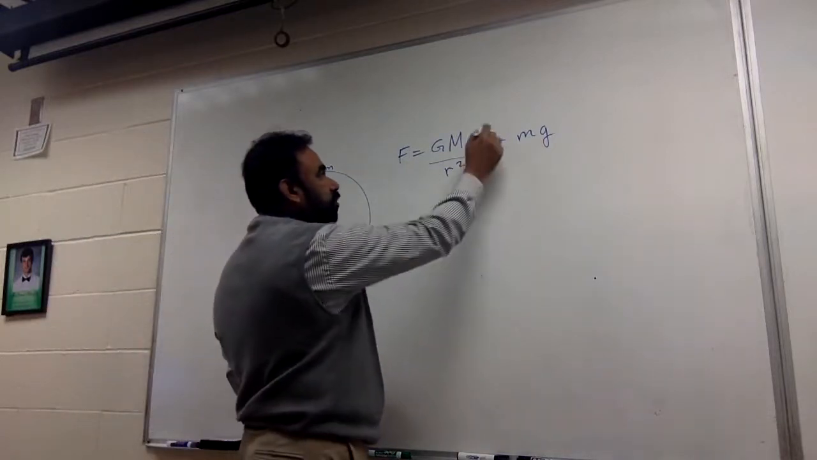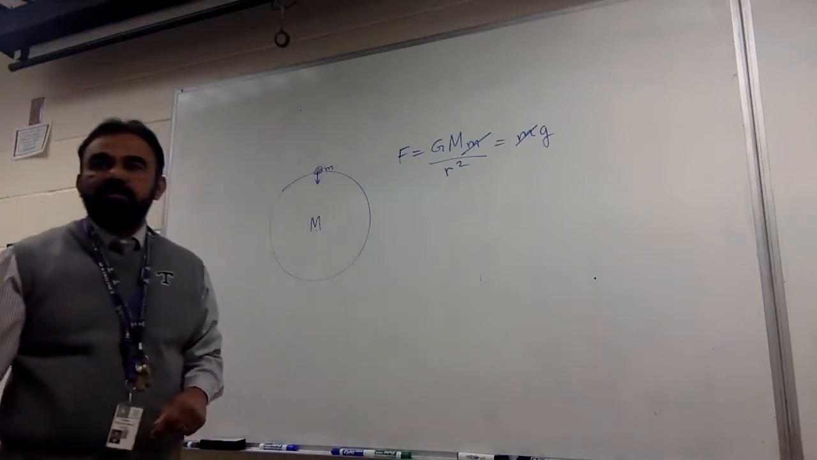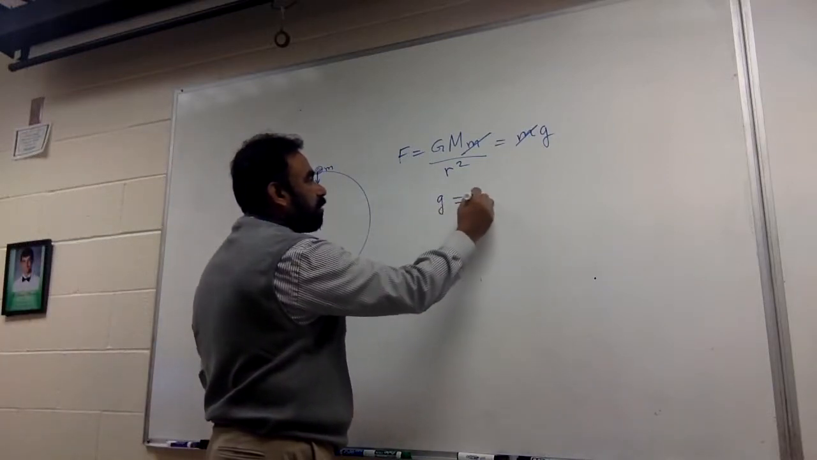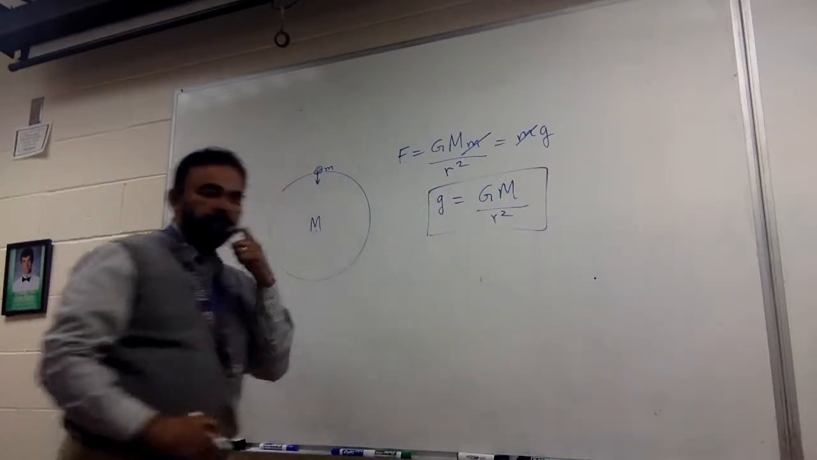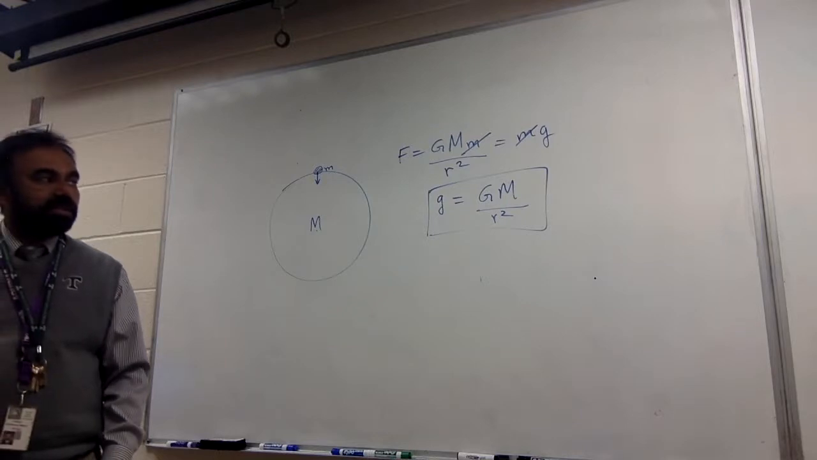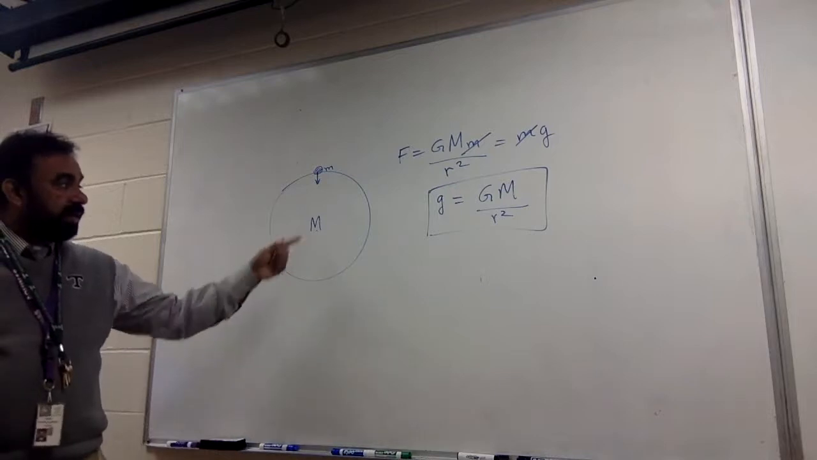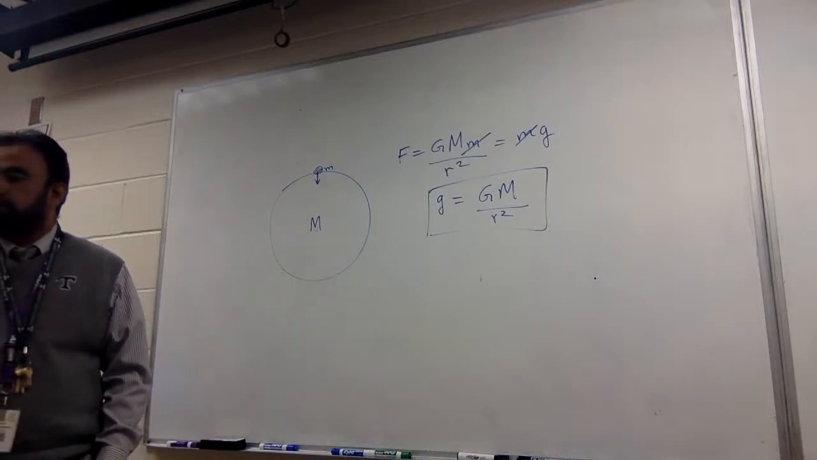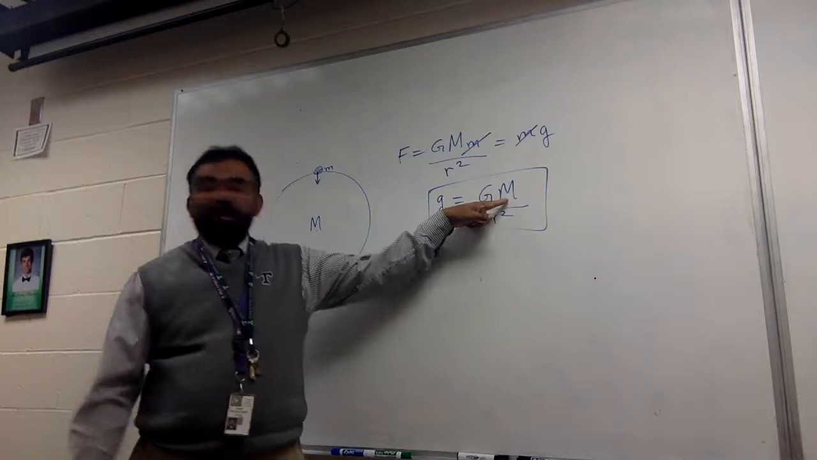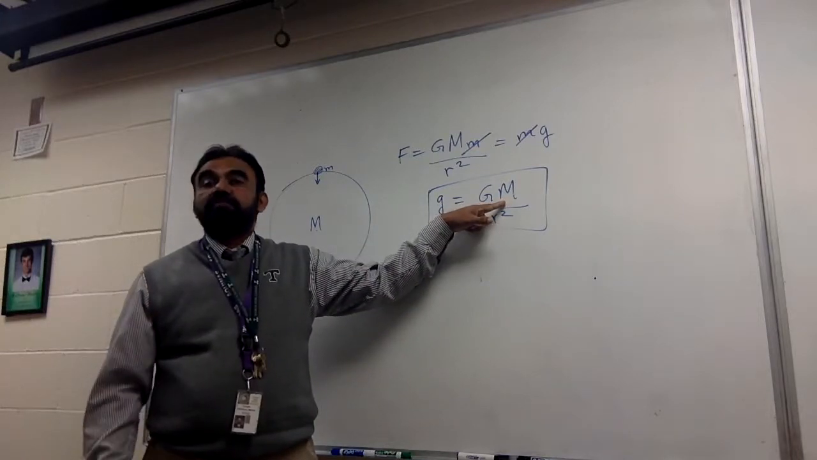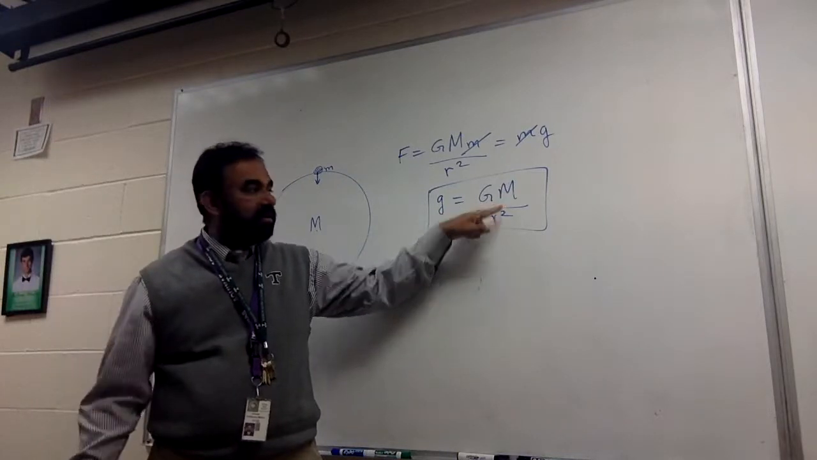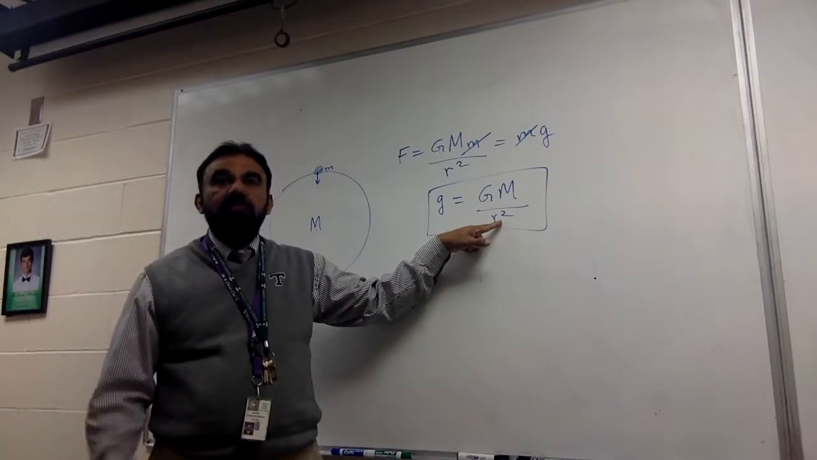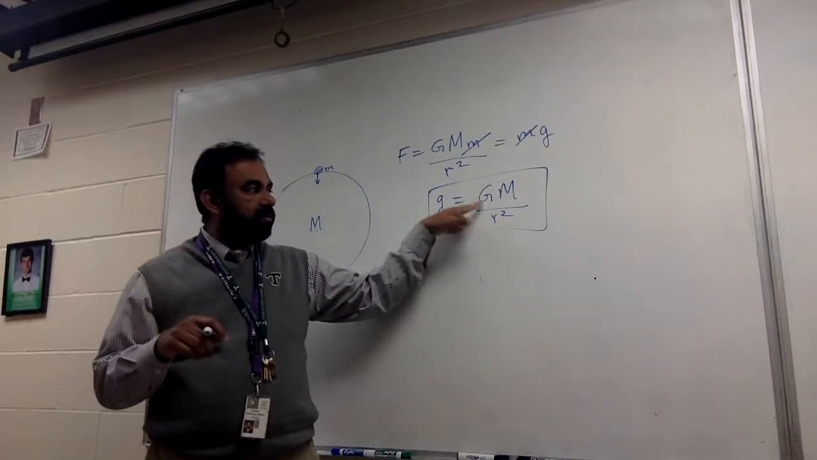Now if you compare these two equations, you can see mass is gone, and we see a very important relationship between capital G and small g. What is capital M? The mass of the planet. So in this equation, what does capital M stand for? Mass of the planet, not necessarily Earth. It can be for any mass. What is this? The radius. Radius of the planet. What is capital G?